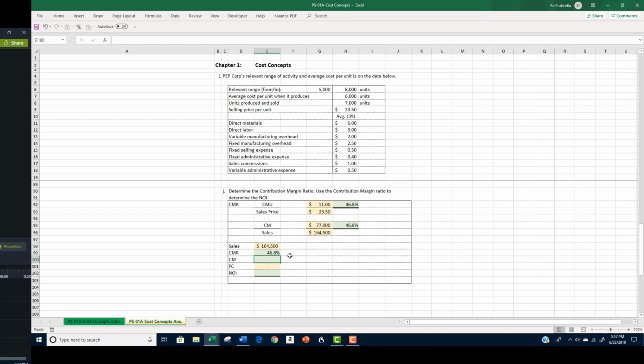We multiply the contribution margin ratio percentage by the dollar sales and subtract the fixed cost. So 46.8% times $164,500 gives us $77,000 in contribution margin. Subtracting $20,400 of fixed costs gives us a net operating income of $56,600.